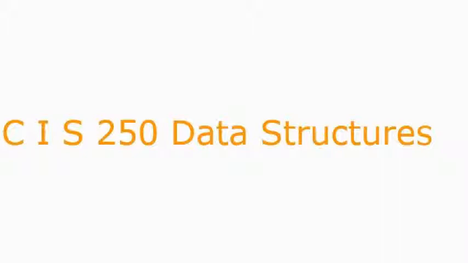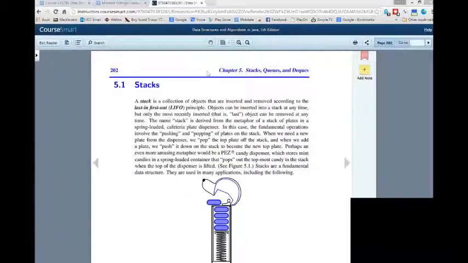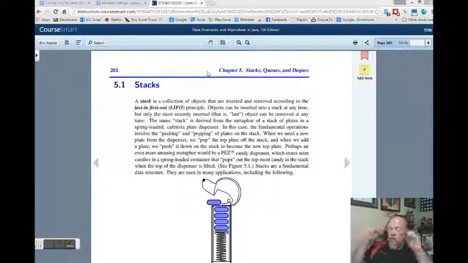CIS 250 data. Okay, so we're now back in the data structures book, and again, we're not going to get into any of the Java. We're going to stay more at the formula or conceptual level. So there on page 202, the first thing it talks about is a stack.